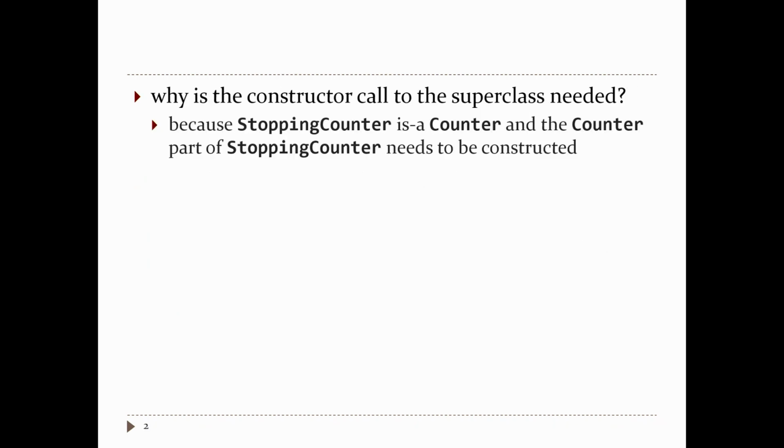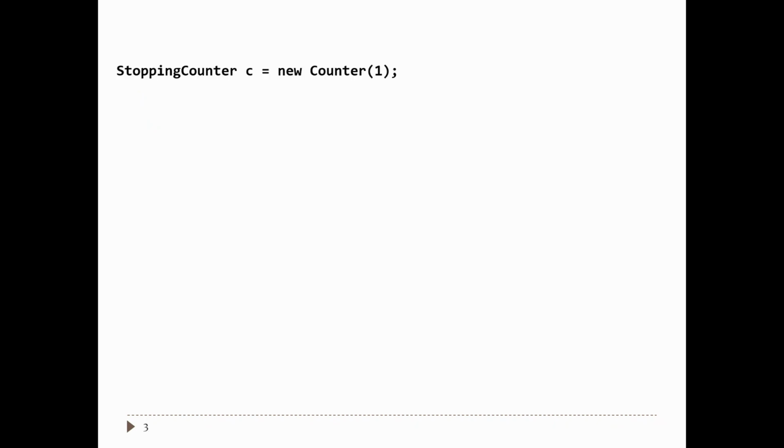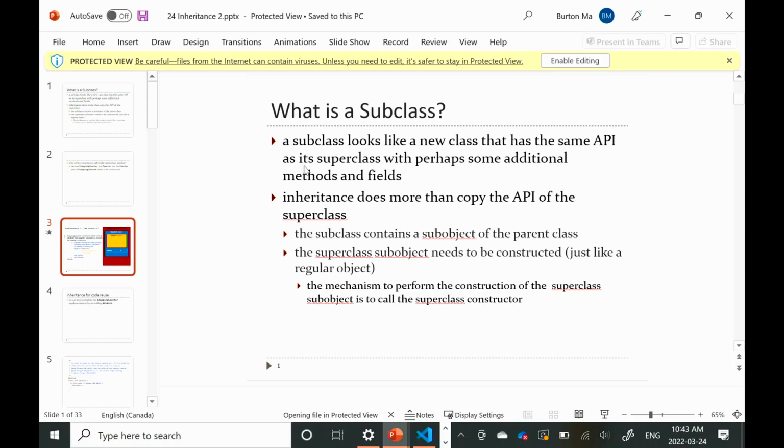So why do you need to do it? Because a stopping counter is a counter. So remember, that's what inheritance means. And the counterpart of the stopping counter needs to be constructed. What is this picture? Okay, so this is a picture of what actually happens.